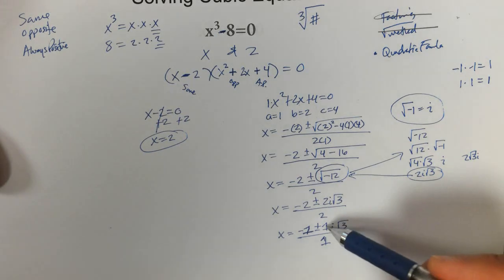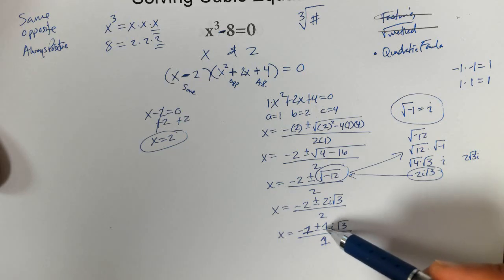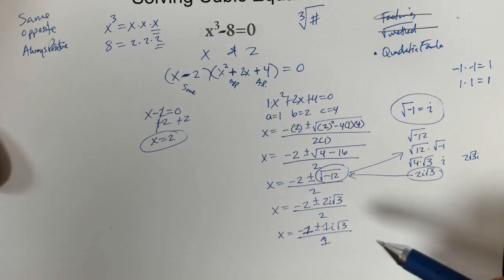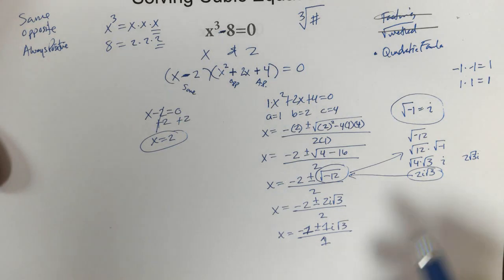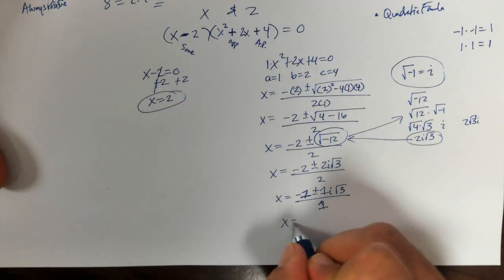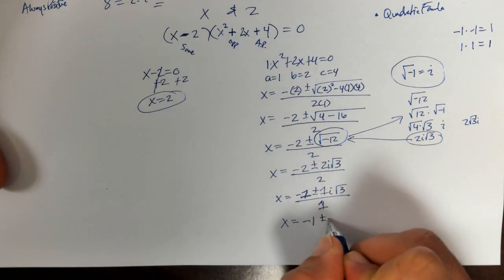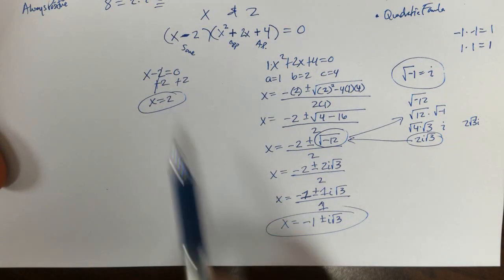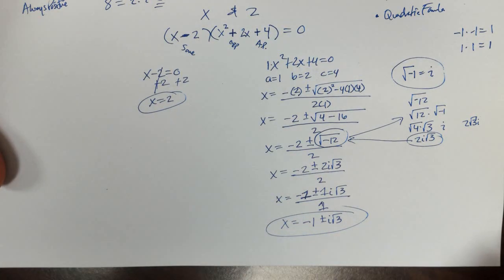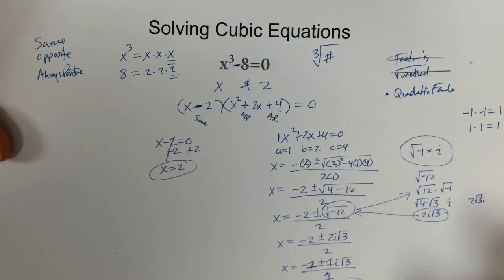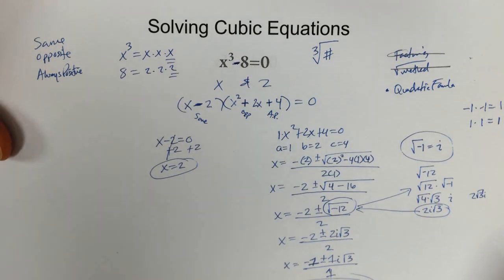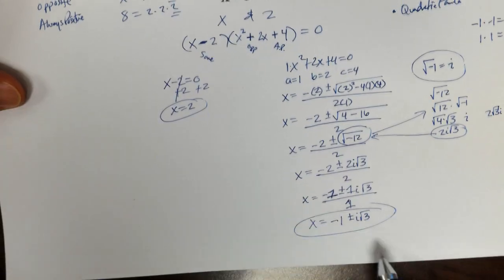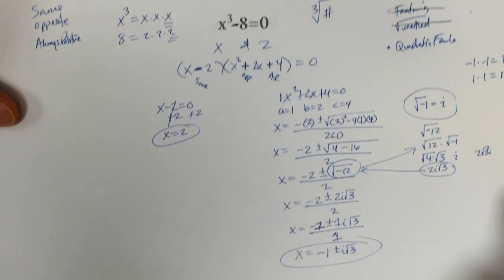Now, multiplying by 1 doesn't change this part, right? 1 times i is just i, and anything divided by 1 is itself. So I can write the answer as -1 plus or minus i radical 3. Here are my two solutions. And I was expecting at most 3. One of them is a real solution and the other two are imaginary.